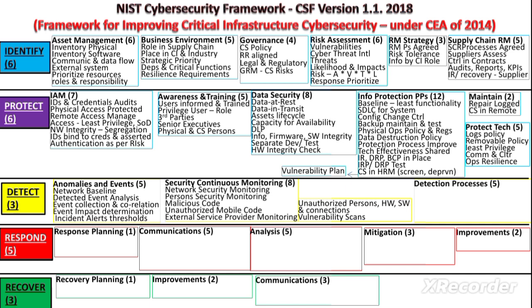Then in the detection processes main category, you have to define the detection roles and responsibilities and ensure the accountability of individuals. And then you also have to see all the applicable detection requirements, and these detection processes should be tested, and any event which is detected should be communicated to all stakeholders. And then you have to continuously improve the detection capabilities of your security or information systems.